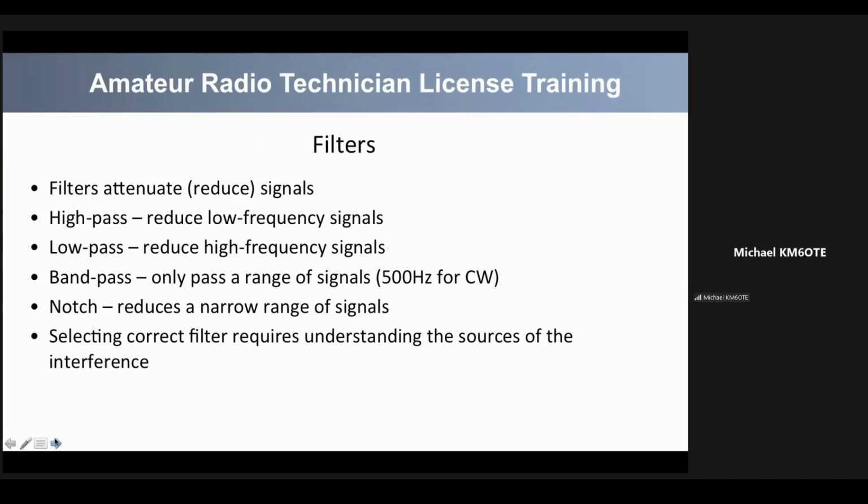Filters are used to attenuate or reduce signals. A high-pass filter reduces lower frequency signals. A low-pass filter reduces higher frequency signals. A bandpass only passes a certain range of frequencies. So, for example, if you're just listening to CW or Morse code, you only need a 500 hertz bandwidth.